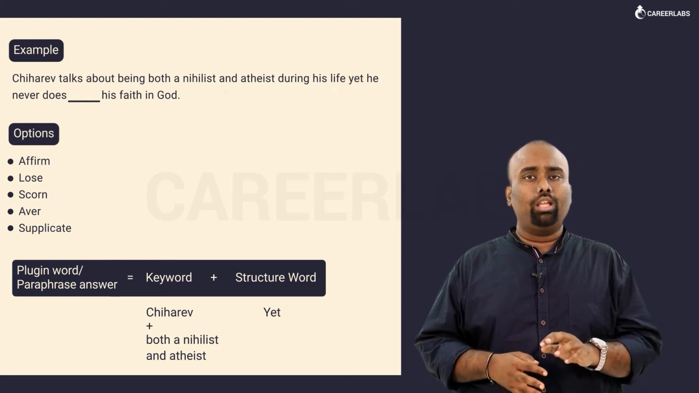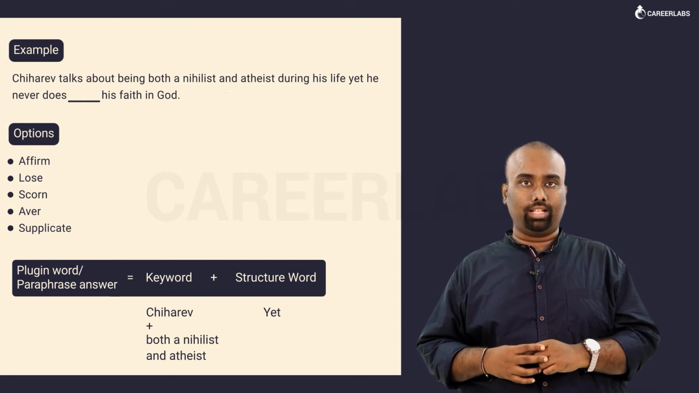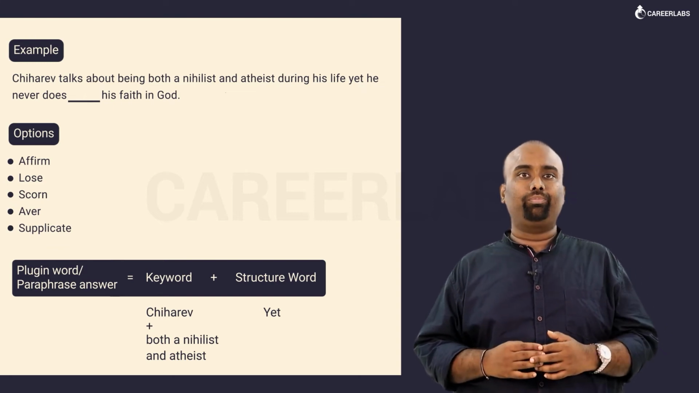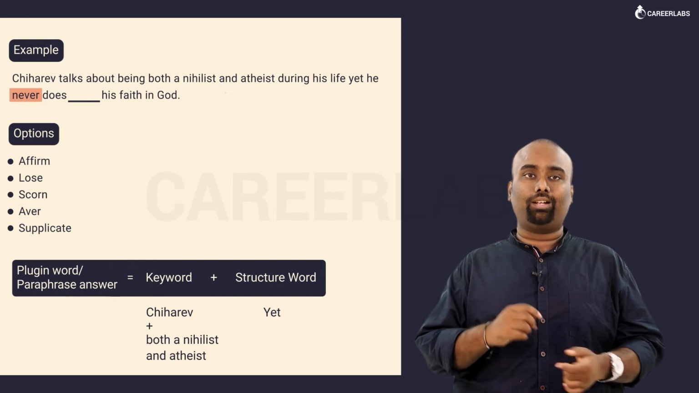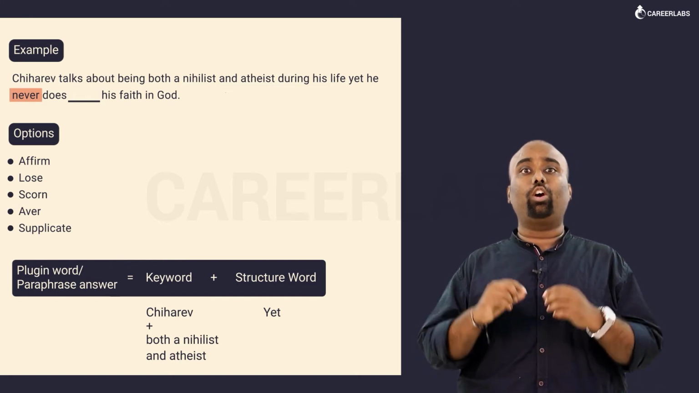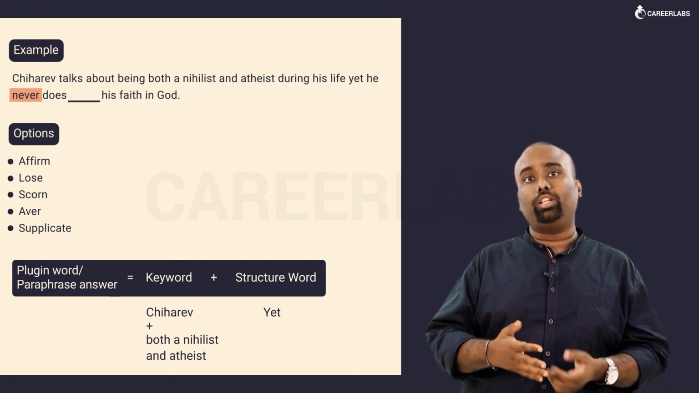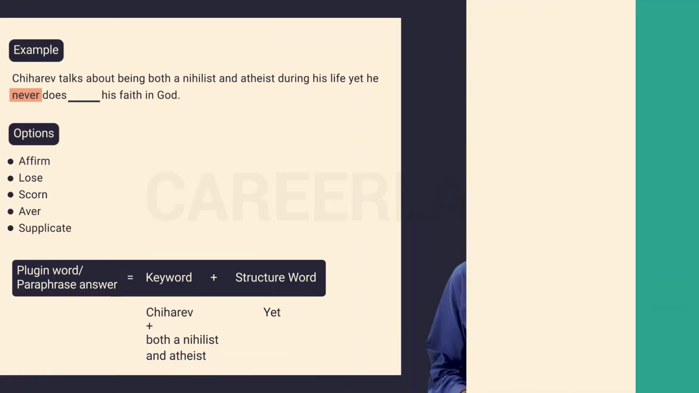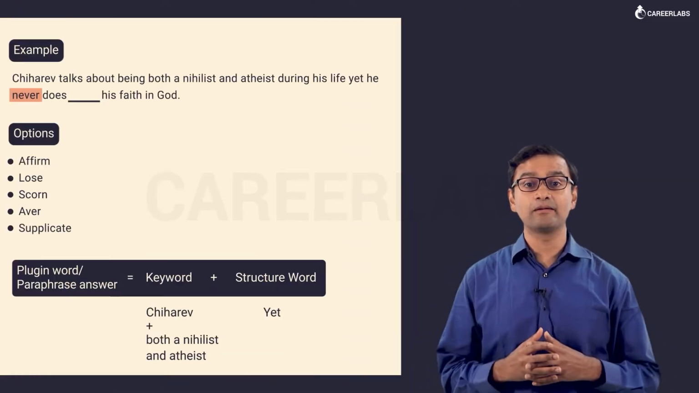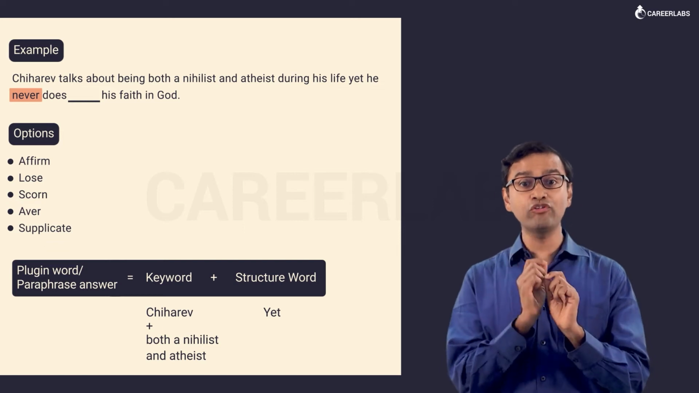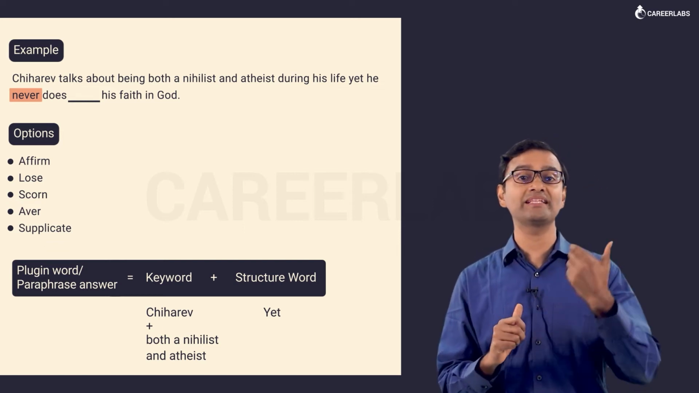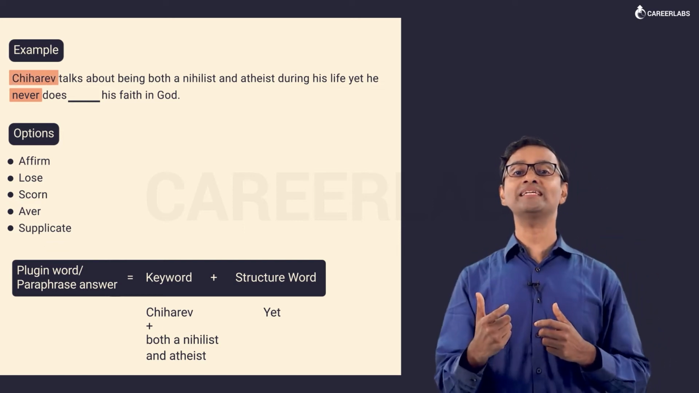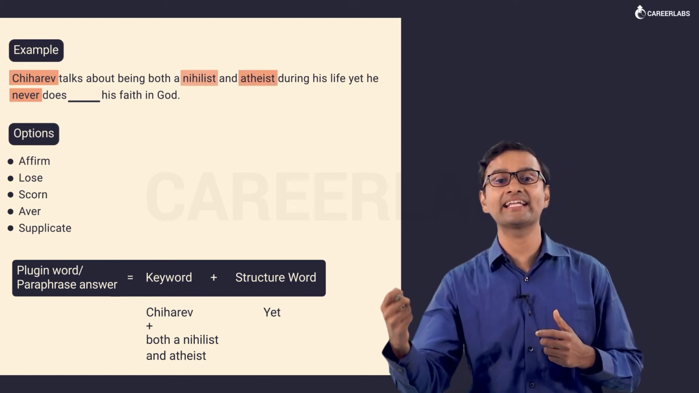Now hold on. Before you rush in to formulate the plug-in answer, look at what we have here. An interesting word, never. This is what we call a negator, and Santosh will tell you all you need to know about it. Hi there. This negator plays a vital role by reinforcing the contrasting relationship between the keyword Chiharev and the information that he is both an atheist and a nihilist.